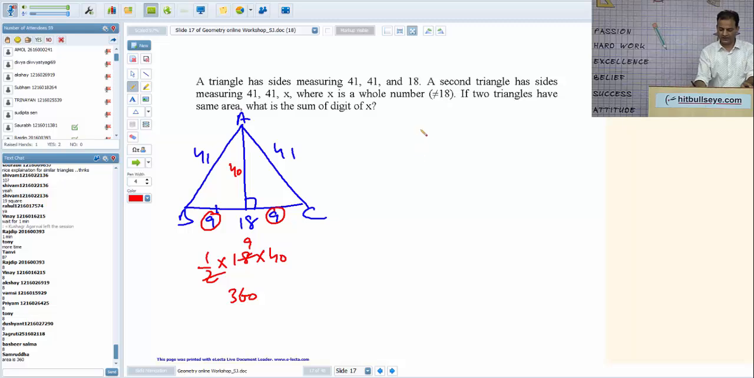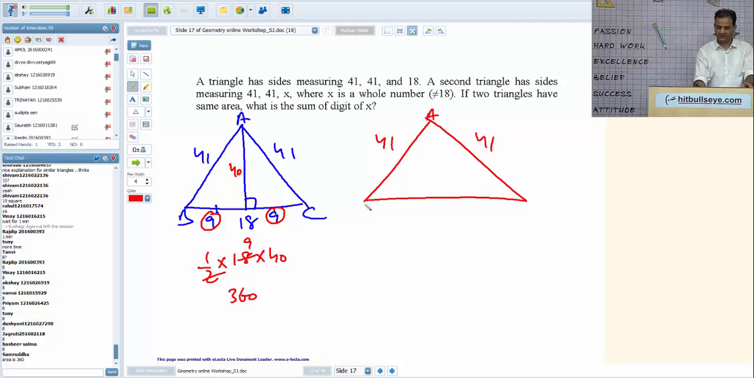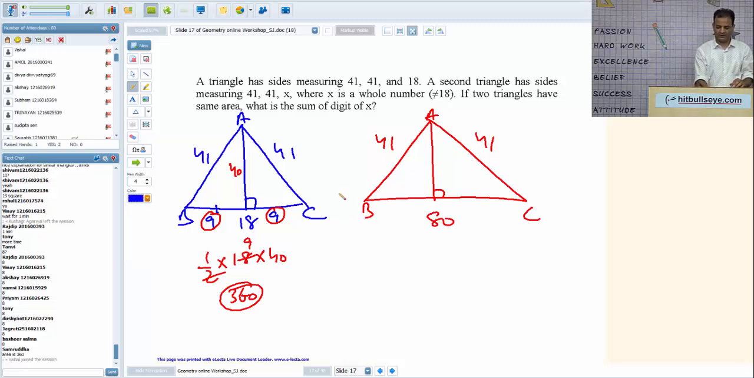Now for the other triangle, the examiner is saying 41, 41 and a third side which is not 18. Again the same area, 360. I know the triplet 9, 40, 41. This is an isosceles triangle, so draw the altitude. Can I take this base as 80? Because the altitude will divide it into two equal parts, 40 and 40, so 40 plus 40 is 80. So this can be 9, 40, 41. The triplet should be 9, 40, 41.